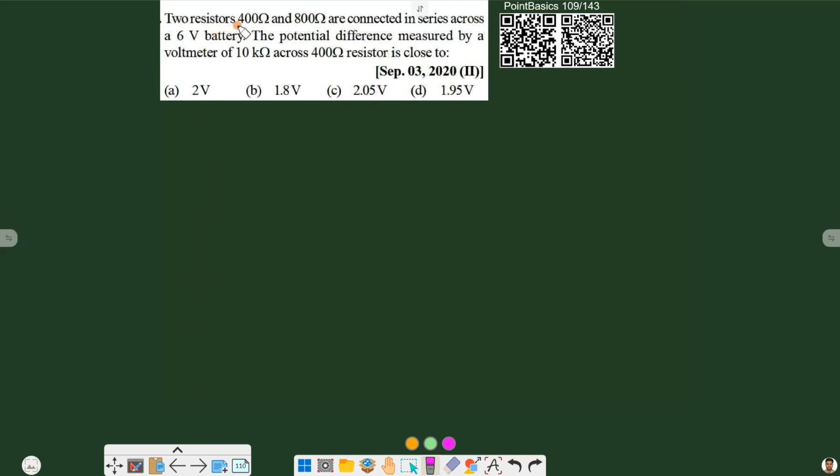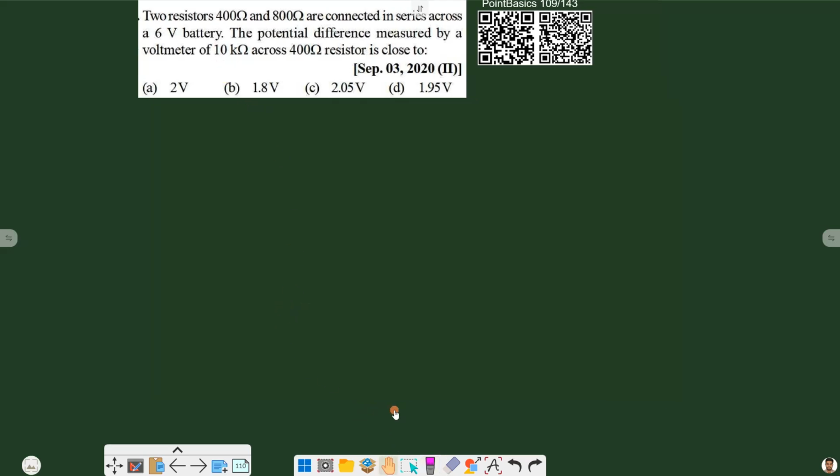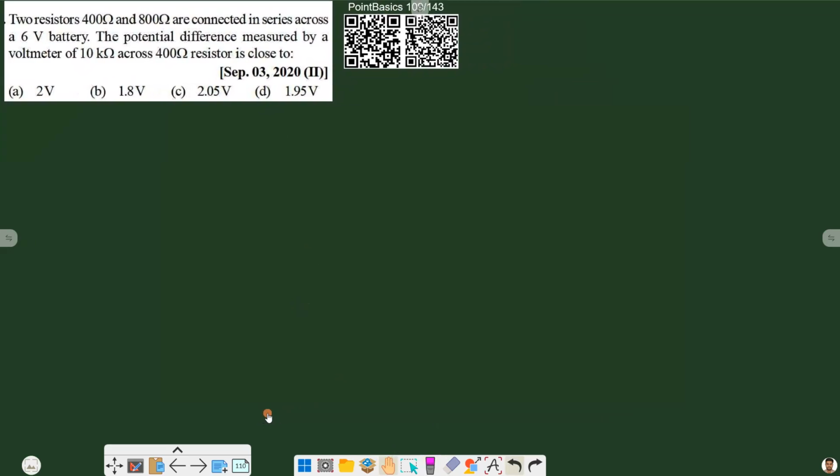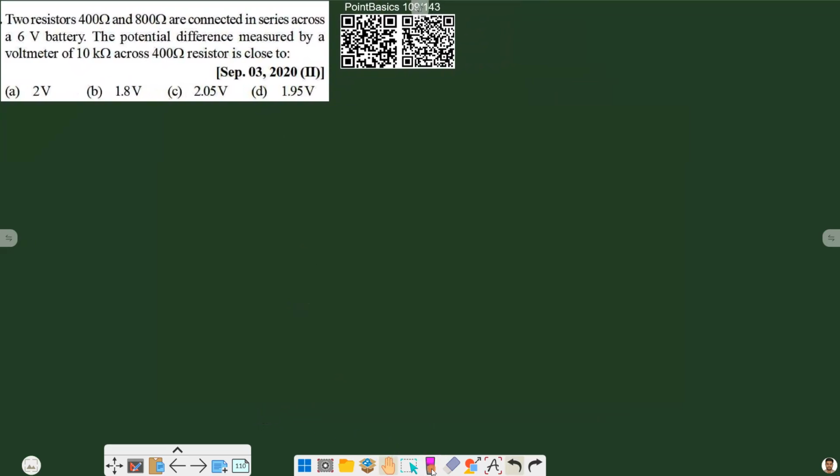Two resistors, 400 ohm and 800 ohm, are connected in series across a 6-volt battery. The potential difference measured by the voltmeter of 10 kilo ohm across the 400 ohm resistance will be close to? So here we have to apply the concepts of potentiometer and how it actually measures the potential. So for that, let's first draw that circuit diagram.